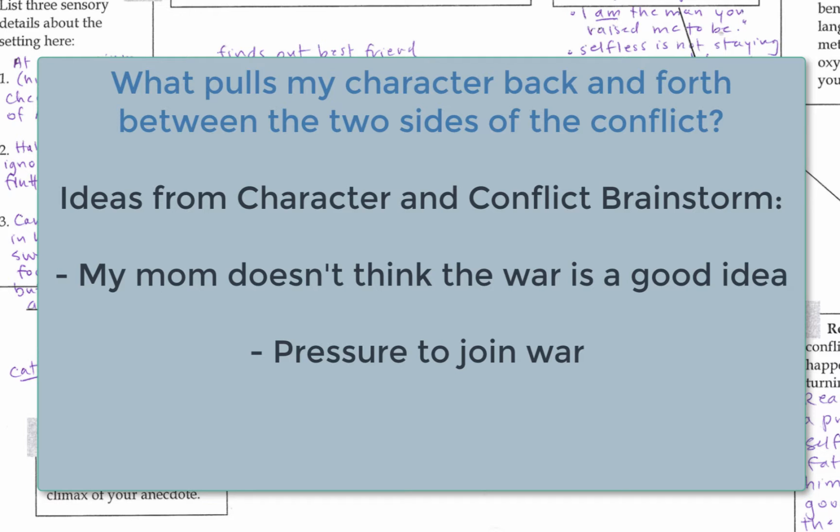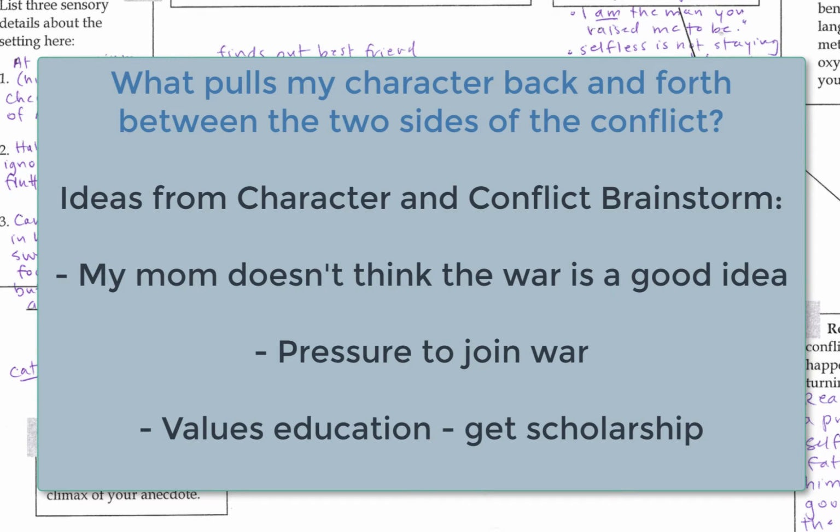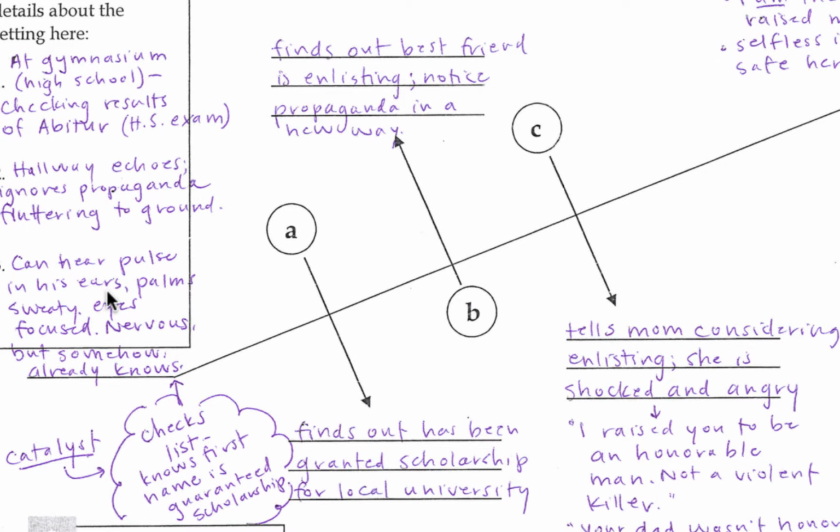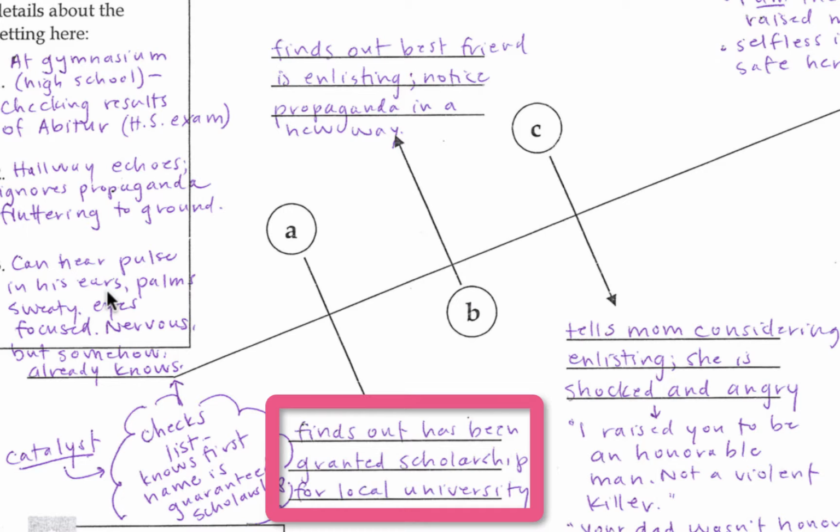And I know that my character really values education. So I think my character is going to get invited to attend a local university on scholarship. So all of a sudden his dreams of really continuing his education and becoming a professor feel like they might actually come true. So I'm going to start with step A as I think about my rising action, knowing that I've got to lead up to this big conversation with my mom.